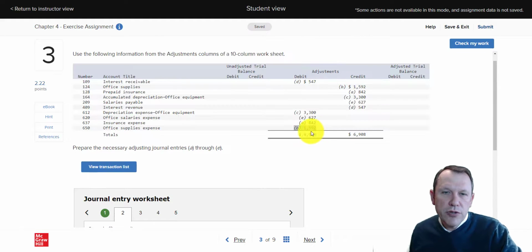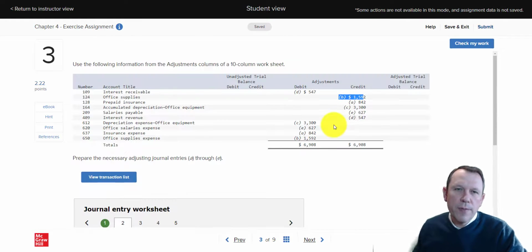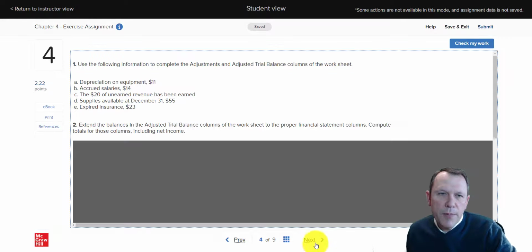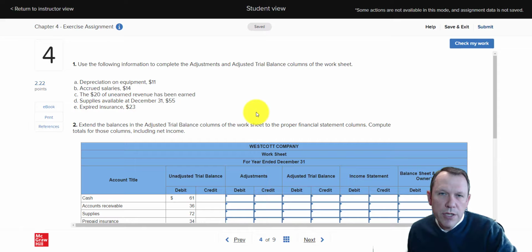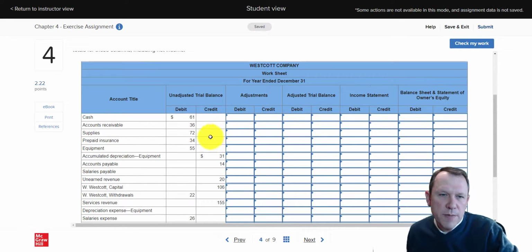And really we're just grabbing again B and B, right? C and C. So you can basically rebuild these journal entries from the adjustments column in our worksheet. So what that's going to help us with, now we're going to do it going forward, right? That was kind of working backwards from our adjustments columns.